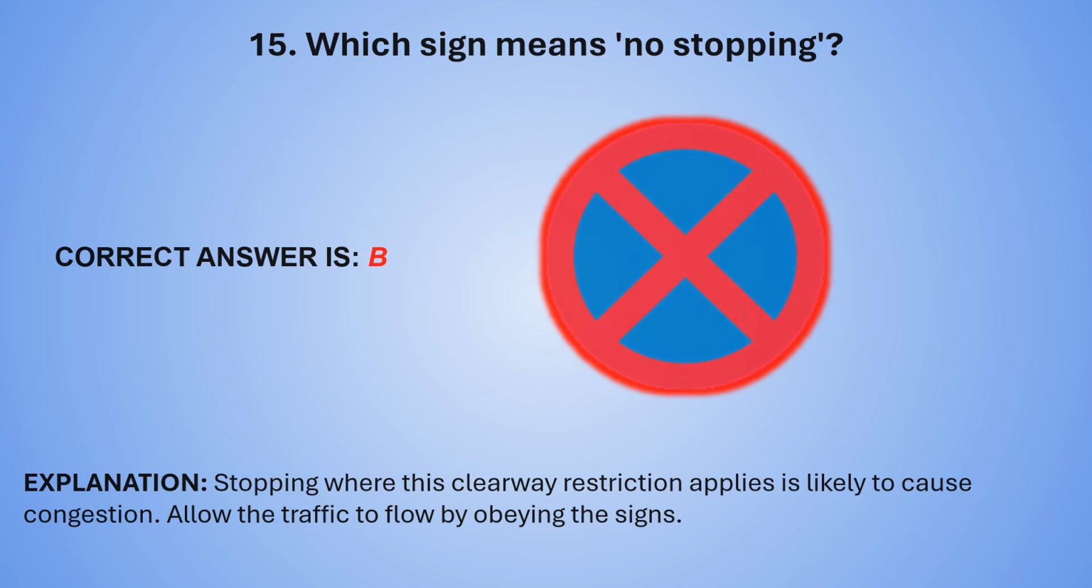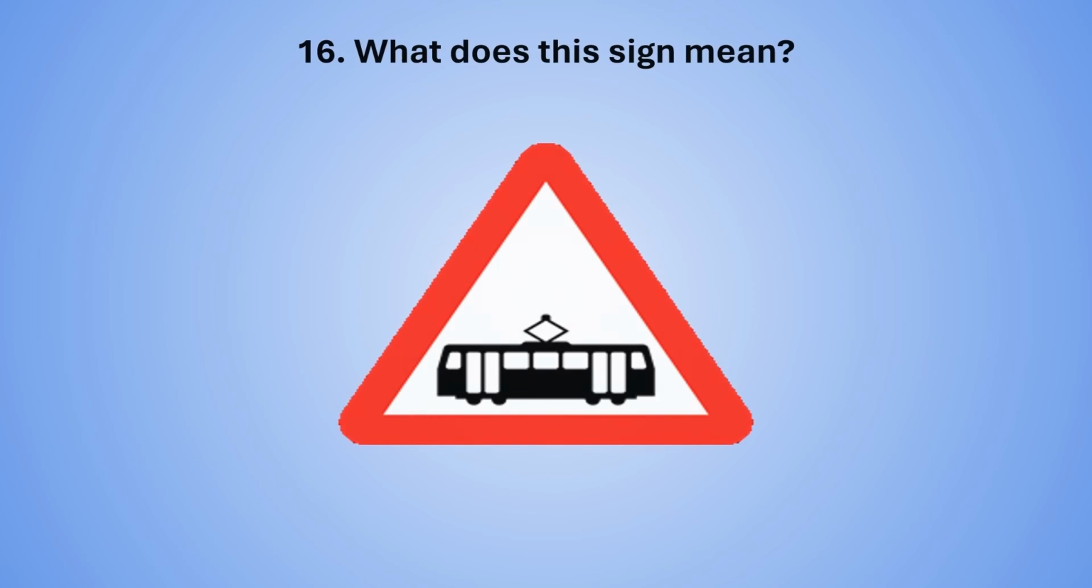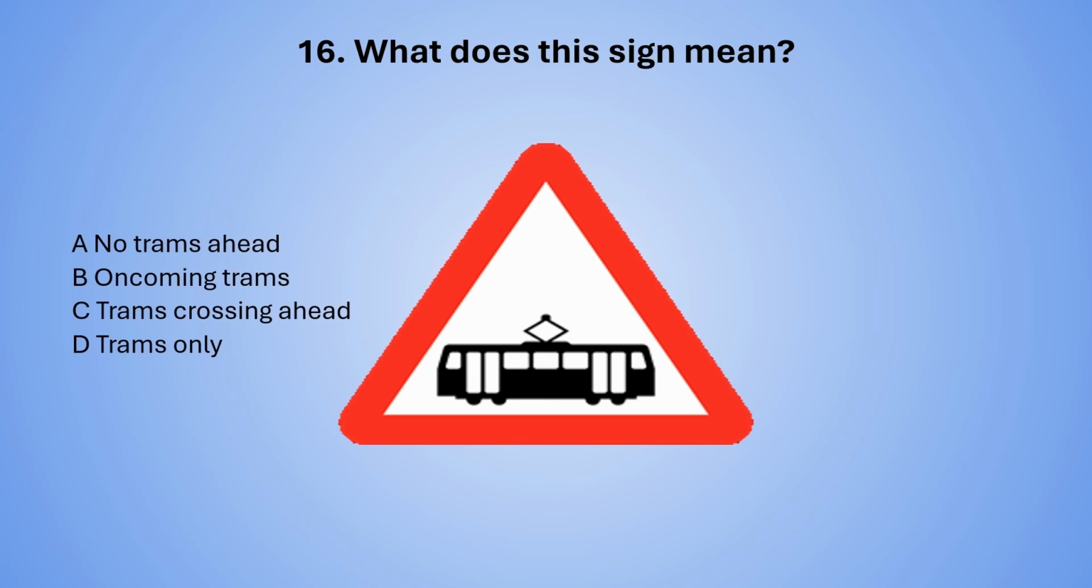Question number 16. What does this sign mean? A. No trams ahead. B. Oncoming trams. C. Trams crossing ahead, or D. Trams only. 5, 4, 3, 2, 1, and the correct answer is C, trams crossing ahead.